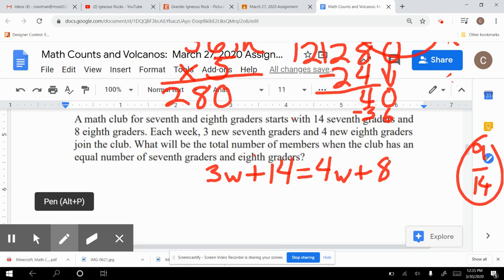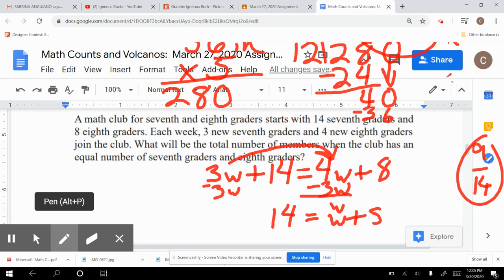So watch me do this. I'm going to get my W's over on the same side. How do I do that? I subtract 3W. If I subtract 3W from this side, I just get W, which leaves me with 14 equals W plus 8.